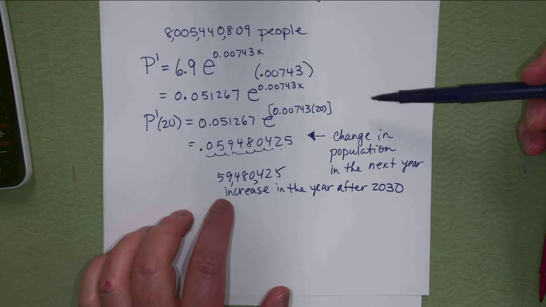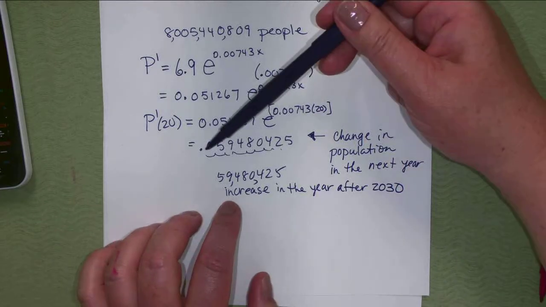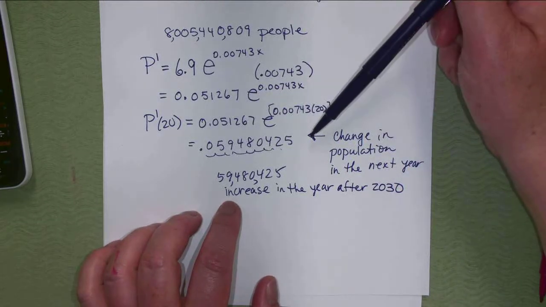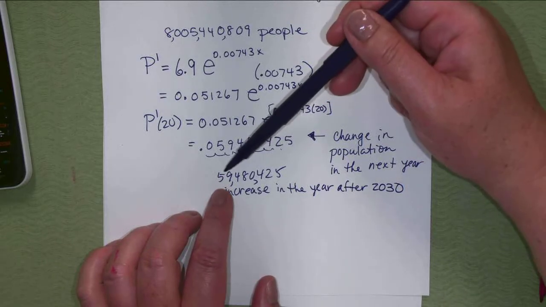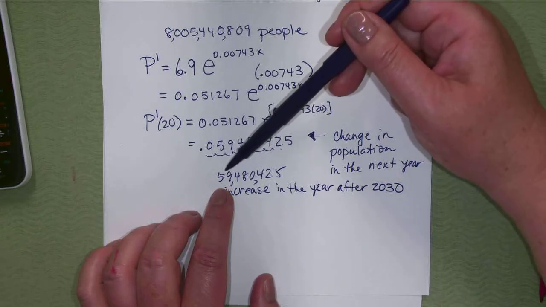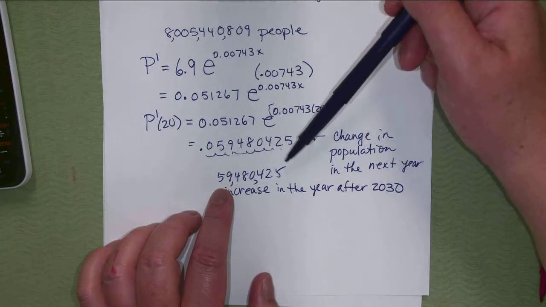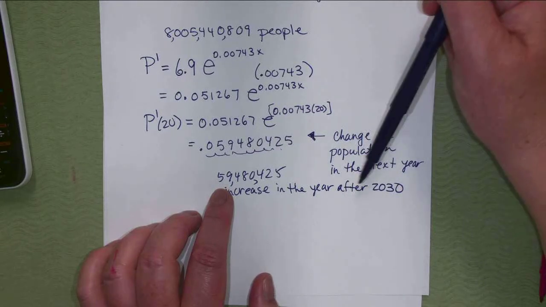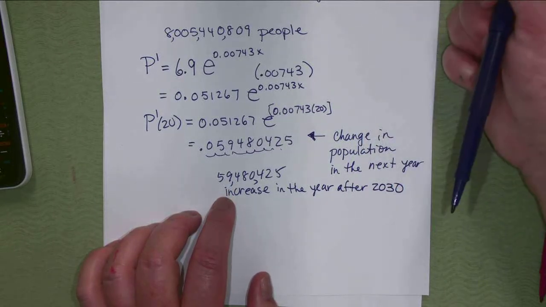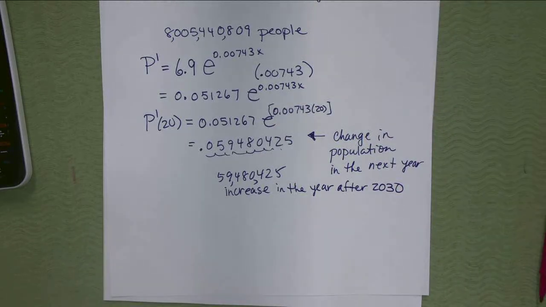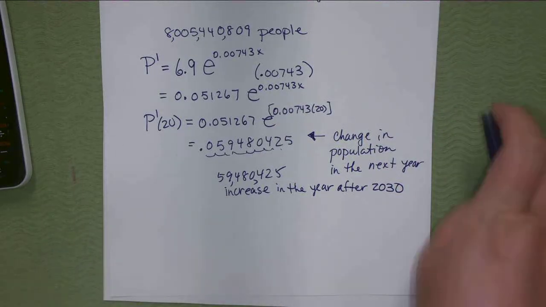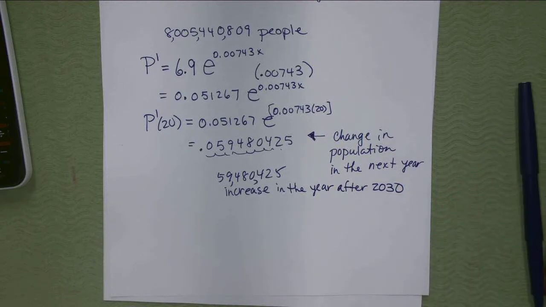According to this model, I move the decimal over 9 times per billion. So this is saying that the change in population would be 59 million in the year after, or by the year 2031, because that population actually grows within that year. But by the time it hits 2031, it's predicting that there would be that many more people than there were in 2030.